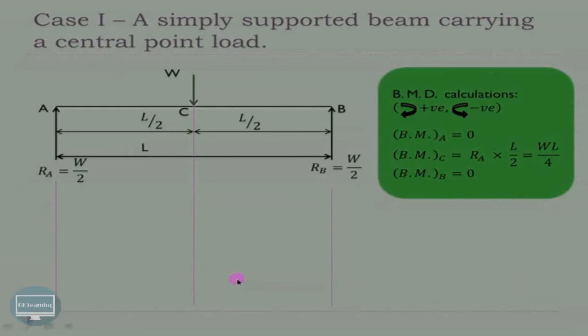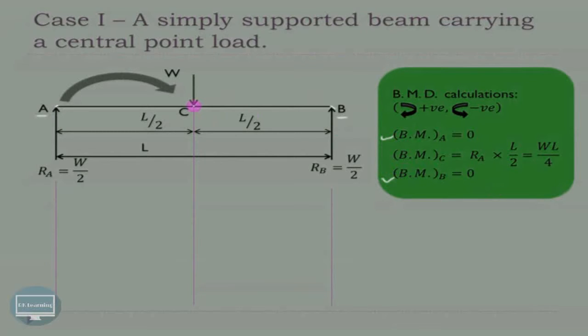Now we'll consider the bending moment diagram calculations for the same beam. Now we know that in the case of a simply supported beam, at the end points, that is at these particular points A and B, the bending moment is always 0, because there is no force acting on the left hand side of A. Similarly, there is no force acting on the right hand side of B. So we can say that bending moment at A is 0 and bending moment at B is also 0.